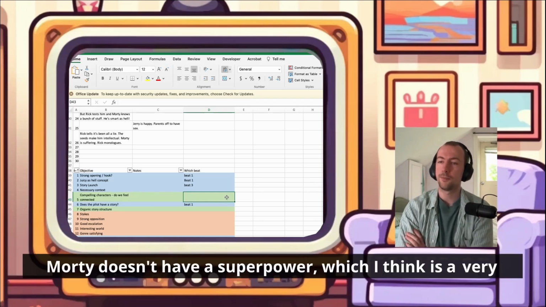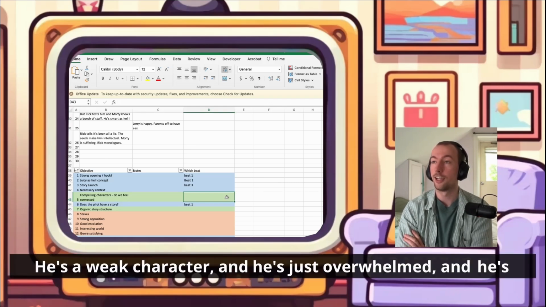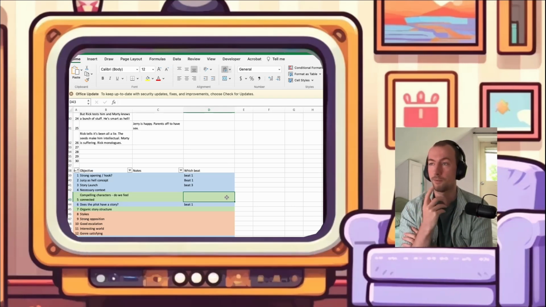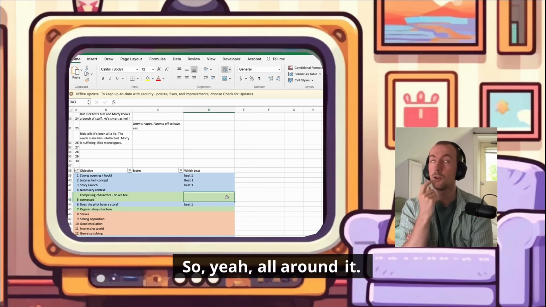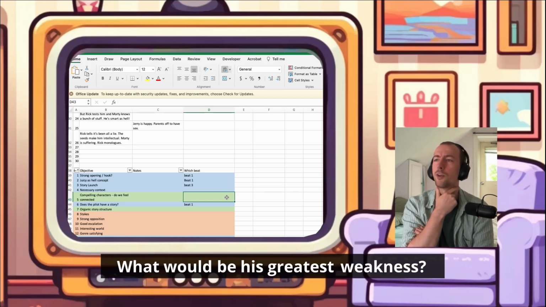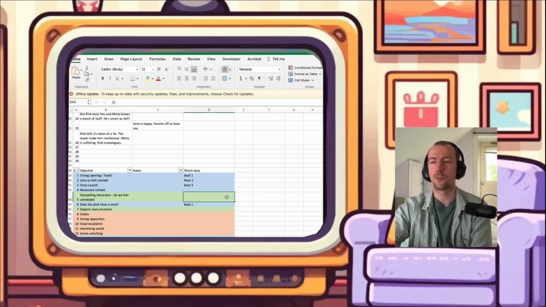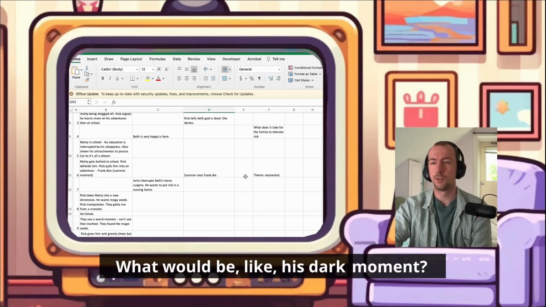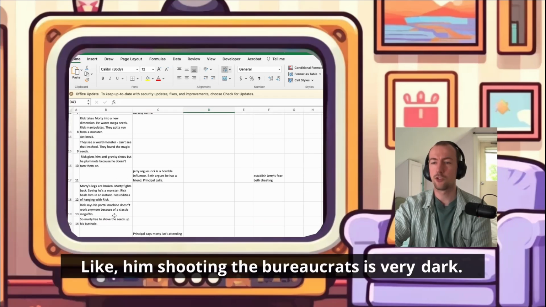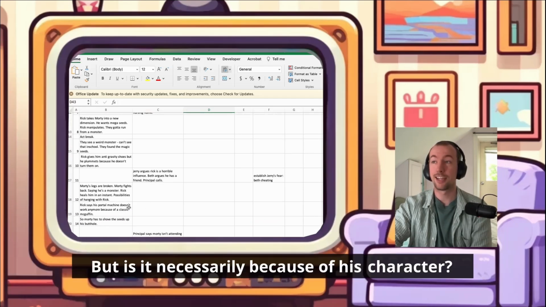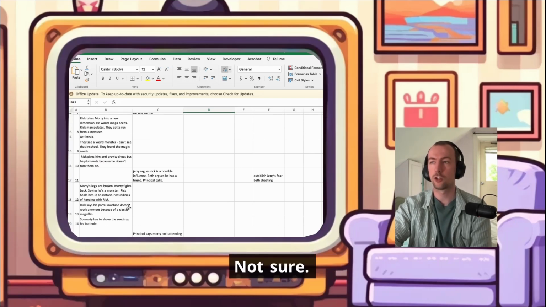Let's go to Morty. Morty doesn't have a superpower, which I think is a very deliberate choice. He's a weak character, and he's just overwhelmed, and he's like our audience surrogate character, playing off of Rick. And what he really wants is Jessica. So, all rounded. What would be his greatest weakness? I'm not sure. What would be his dark moment? Him shooting the bureaucrats is very dark, but is it necessarily because of his character? Not sure.